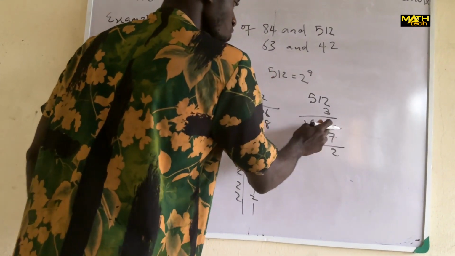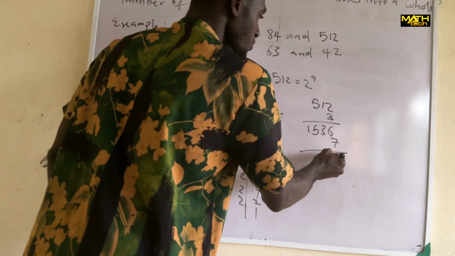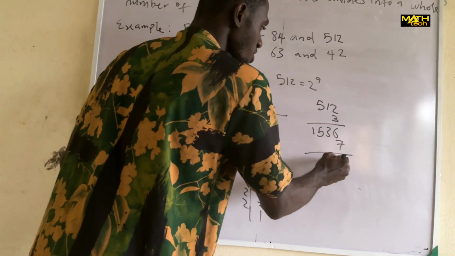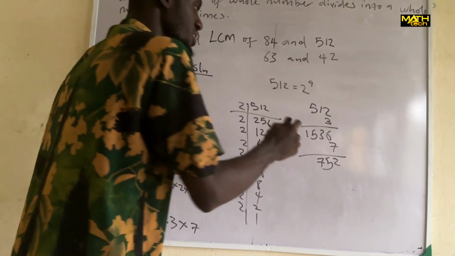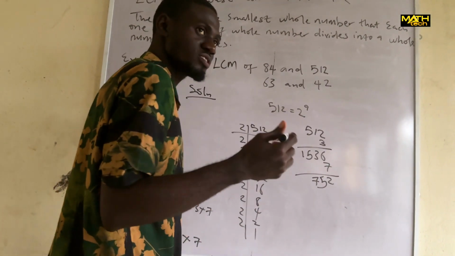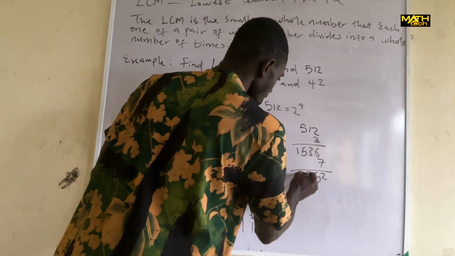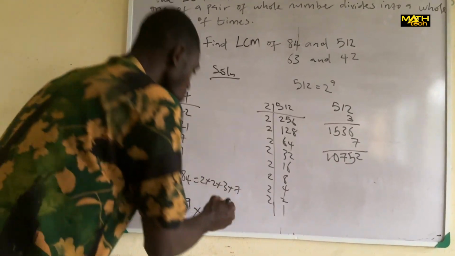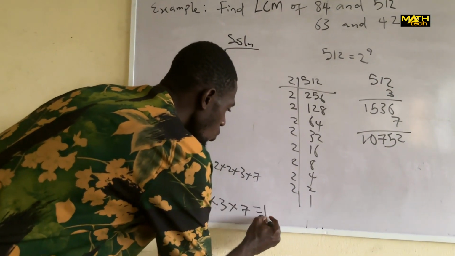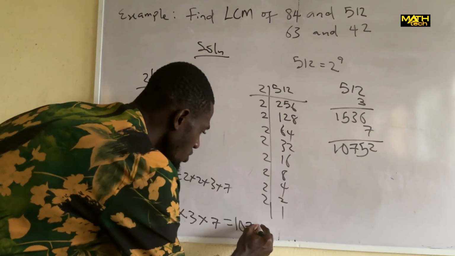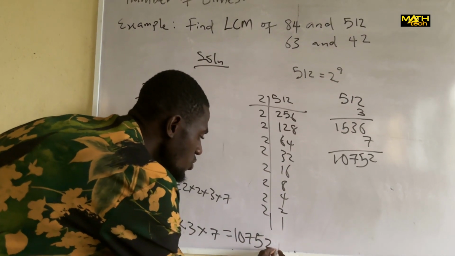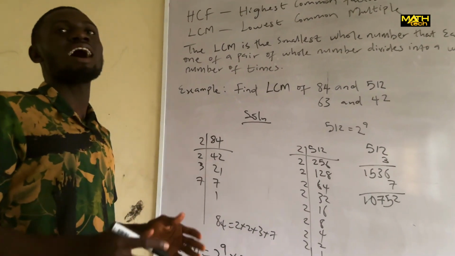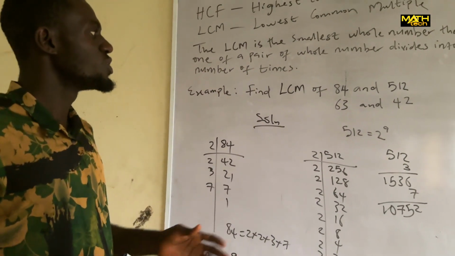Right, we carry 4, 21, plus 4, 25. Right, 5, we carry 2, 35, plus 2, 37. Right, 7, we carry 3. 7 times 1, 7, plus 3, gives us what? 10. So the LCM of 84 and 512 will be equal to what? 10,752. So this is the LCM of 84 and 512.